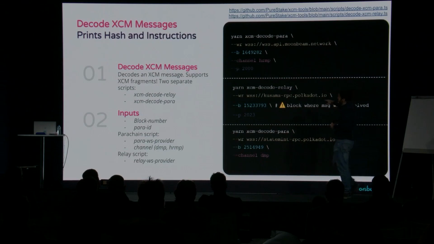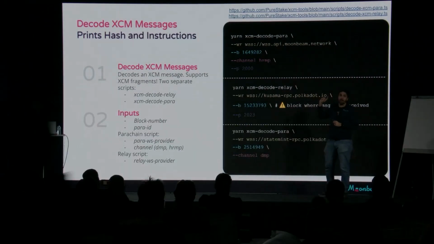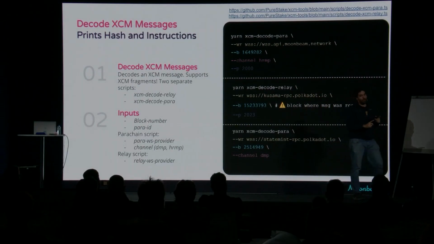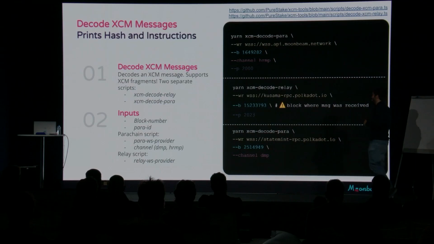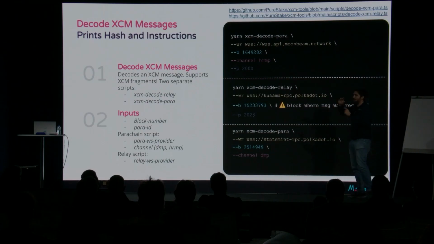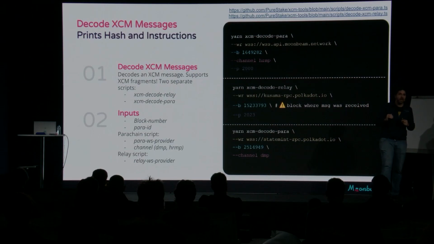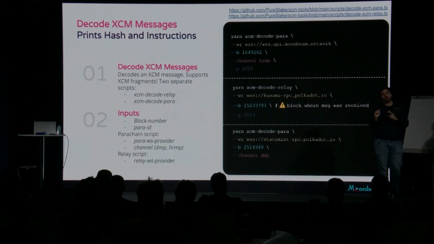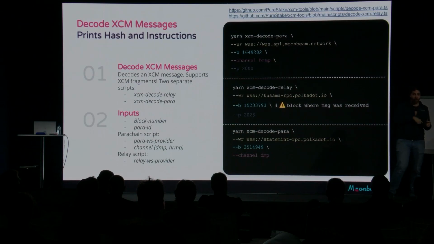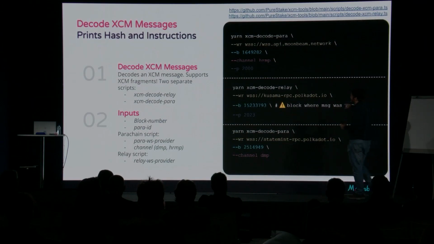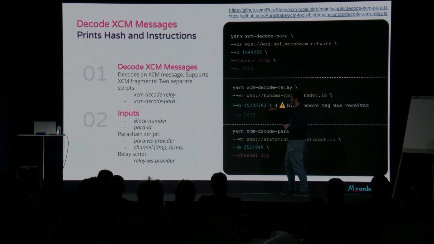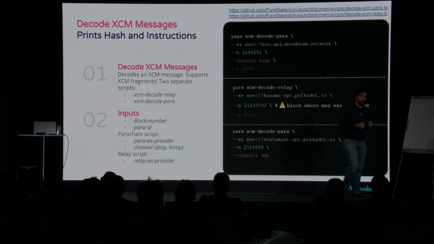Here is another example to decode a message that was received by the relay chain. One really important thing, and I was talking with a guy from Hydra before, is that when you see the event that the XCM was executed on the relay chain, that is not where the XCM was received. It was actually on the block before. So when you use this code snippet, you have to put the block where the XCM was received, because if not, it's not going to show you anything. All right, and that's very important.